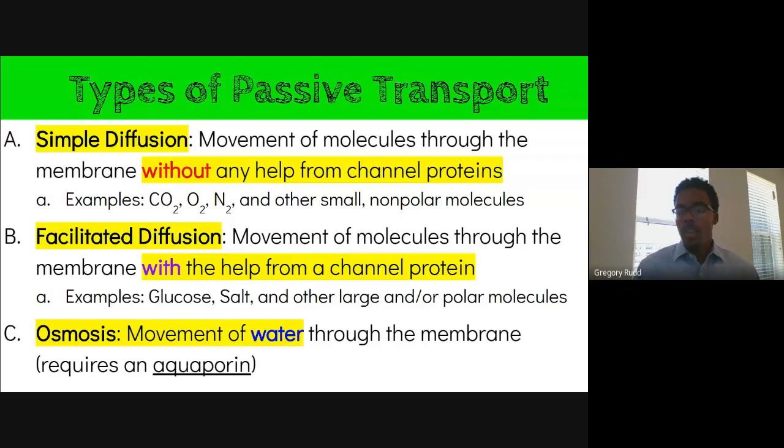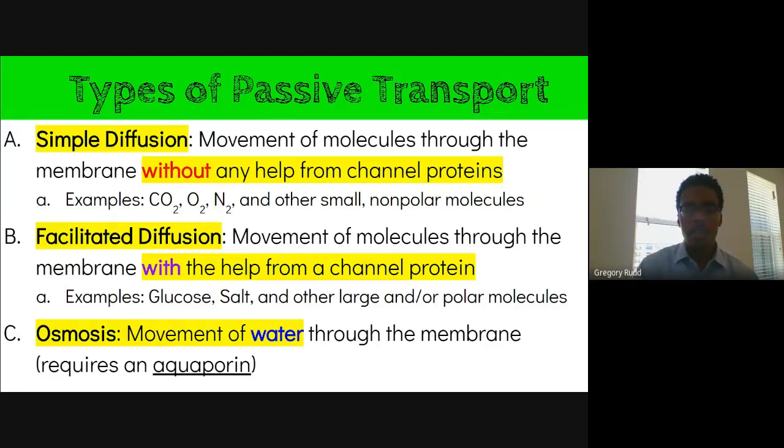Can I have someone else volunteer to read facilitated diffusion? Kyrie did a great job. Can someone go ahead and do the second one, facilitated diffusion? Can someone please volunteer to read the definition of facilitated diffusion? The movement of molecules through the membrane with the help of a protein.